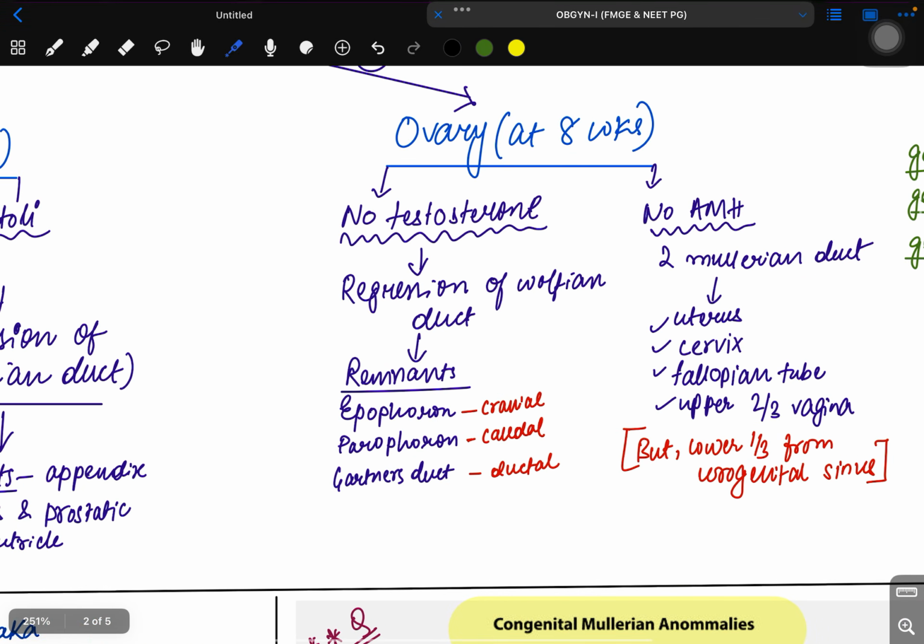Now coming to the ovary. The ovary doesn't have any testosterone, therefore there will be regression of the Wolffian duct. Wolffian ducts will not be formed. And what will be the remnants of the Wolffian duct? There will be the epoophoron, which is the cranial remnant, the paroophoron, which is the caudal remnant, and the Gartner's duct, which is the ductal remnant.